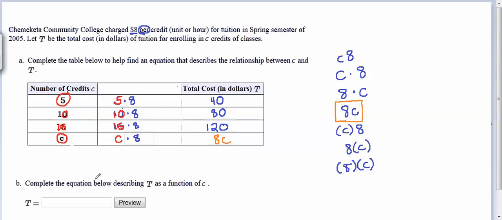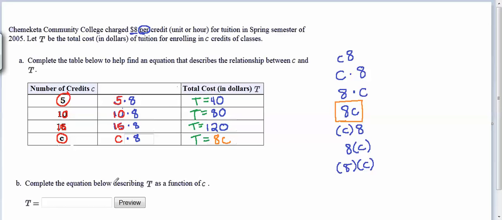And now as we look down at part B for this question, they want us to write it as an equation. So to turn what we've just done in this table into an equation, we can see what it's telling us. The label at the top says this column is telling us total cost. So in this case, the total cost is equal to 8 times C. So we can turn it into an equation by saying, when we took 5 credits, the total cost was equal to 40. When we took 10 credits, the total cost was equal to 80. When we took 15 credits, the total cost was equal to $120. And now that we're taking C credits, the total cost is 8C.